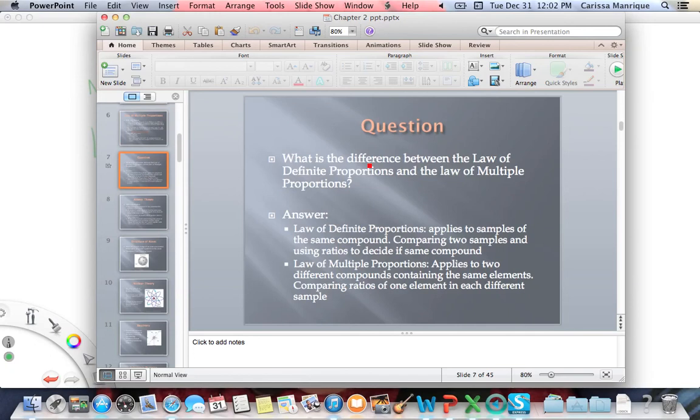Okay, so how are they different? The law of definite proportions applies to samples of the same compound, comparing two samples using the ratio of one of the same compound. So if we're looking at NH3, it's the amount of nitrogen compared to hydrogen in one compound. But the law of multiple proportions looks at the ratio of definite proportions of two different compounds. So we're looking at CO versus CO2.